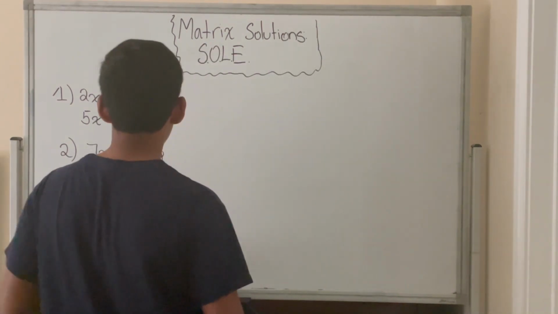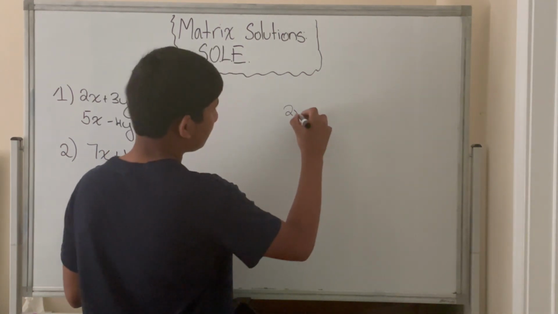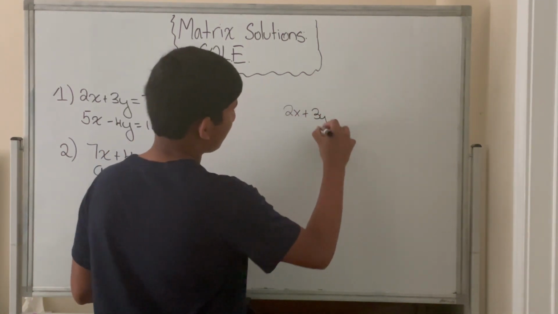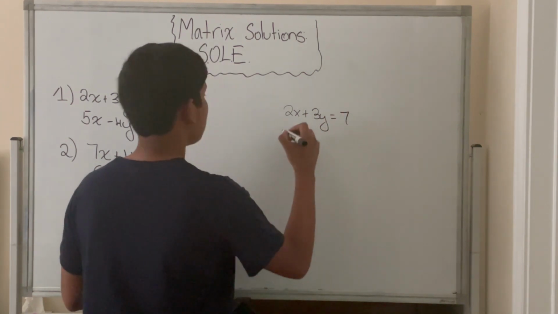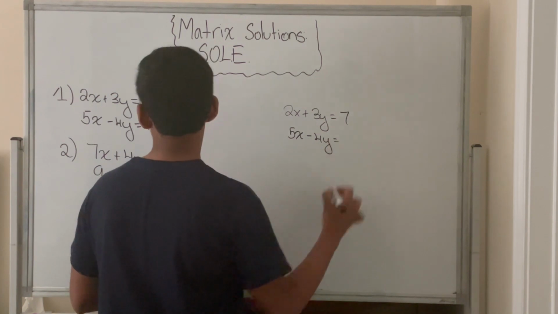So we have 2x plus 3y is equivalent to 7, and we have 5x minus 4y is equivalent to 12.